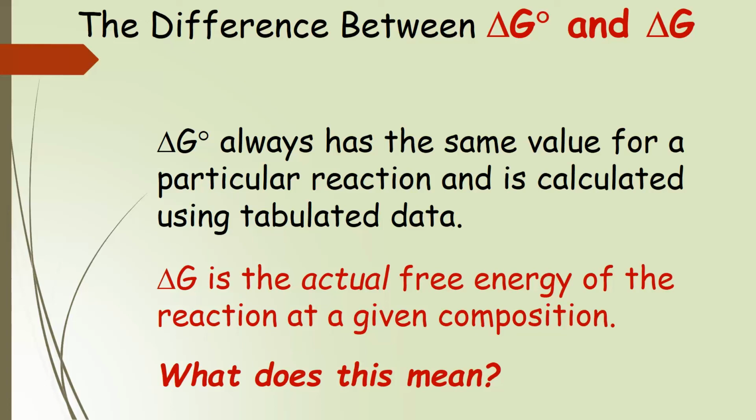The change of Gibbs function naught always has the same value for the particular reaction and is calculated using the tabulated data. The del G is the actual free energy of the reaction at a given composition. Now we can understand that the change in Gibbs free energy naught is the theoretical value, whereas del G is the actual practical value at any composition.